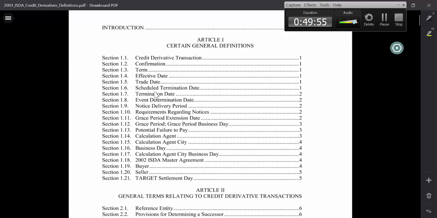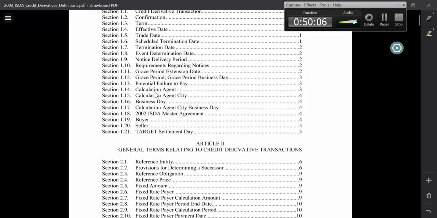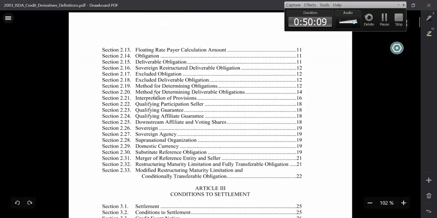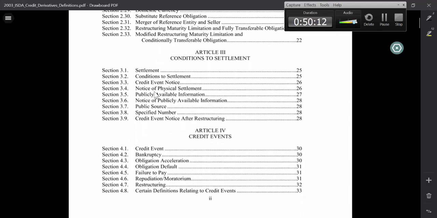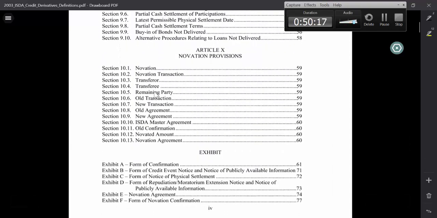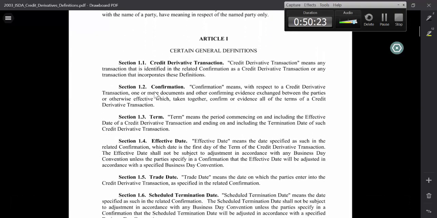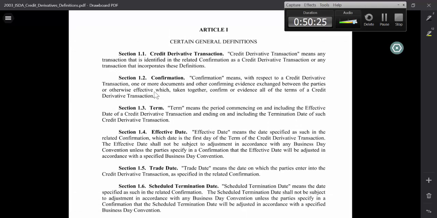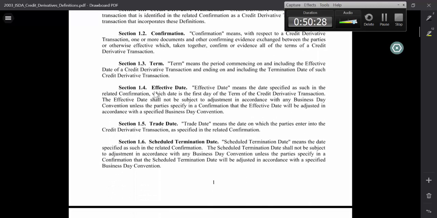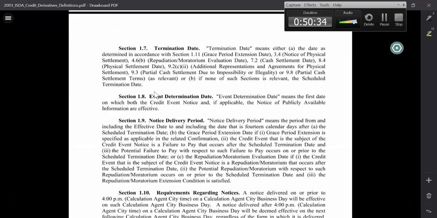So they define these things: effective date, trade date, termination date, grace period, calculation agent, business days. I told you it's not exactly the most exciting thing you'll read, but if ever, how many pages are there? Oh my God. Lots and lots of definitions, okay? Because you don't change these, the lawyers and ISDA already agreed on it. So they even define what is the effective date, what is a trade date, and so on, okay? So that's the definitions.